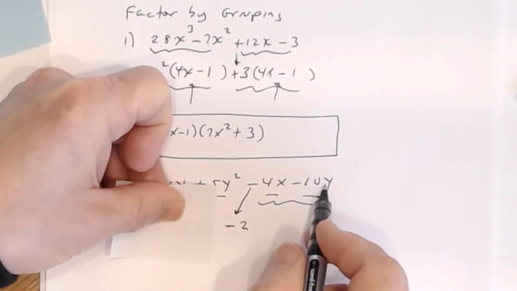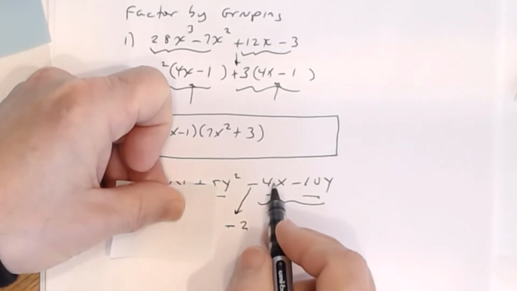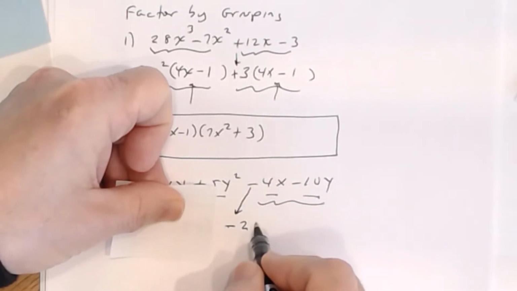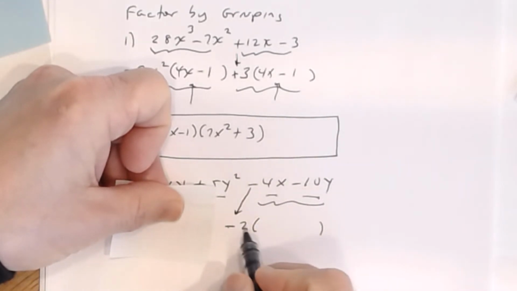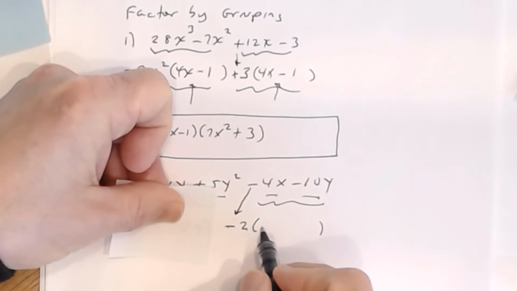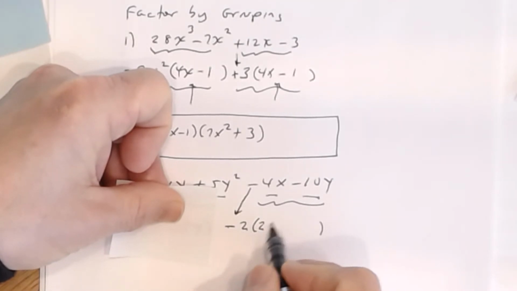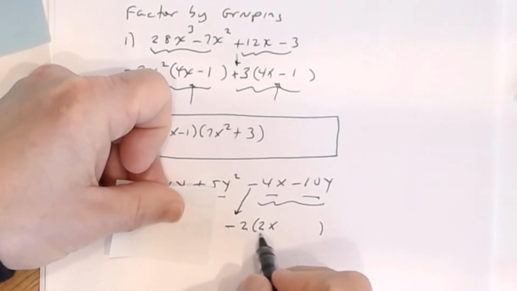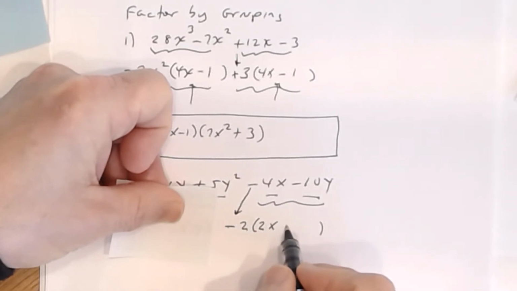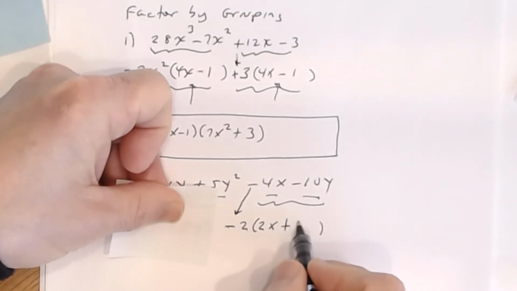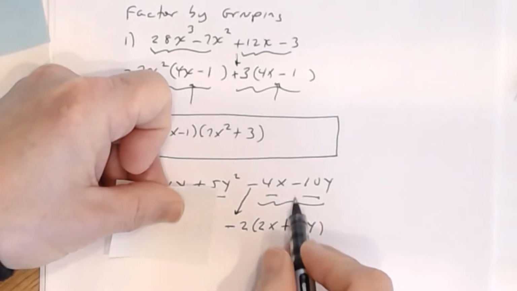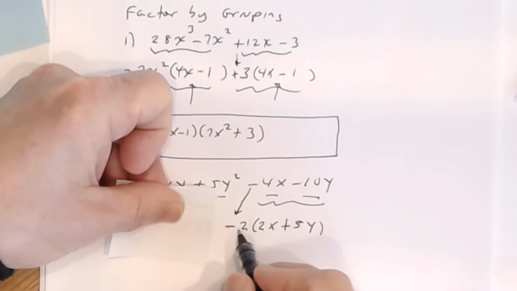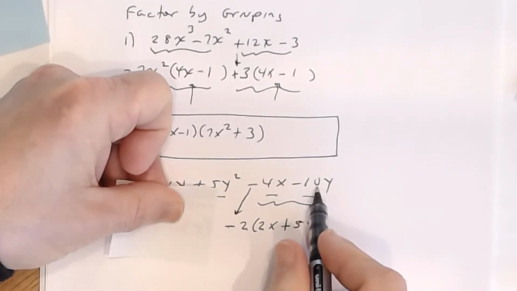You're going to factor out the negative factor. There's an x here, y there, but you don't have any common variables. So all you're going to do is factor out a negative 2. When I do that, we've got to put something in here now. Negative 2 times a positive 2x, so negative 2 times 2x is a negative 4x. A negative 2 times a positive 5y, a negative times a positive is a negative. So negative 2 times a positive 5y is a negative 10y.